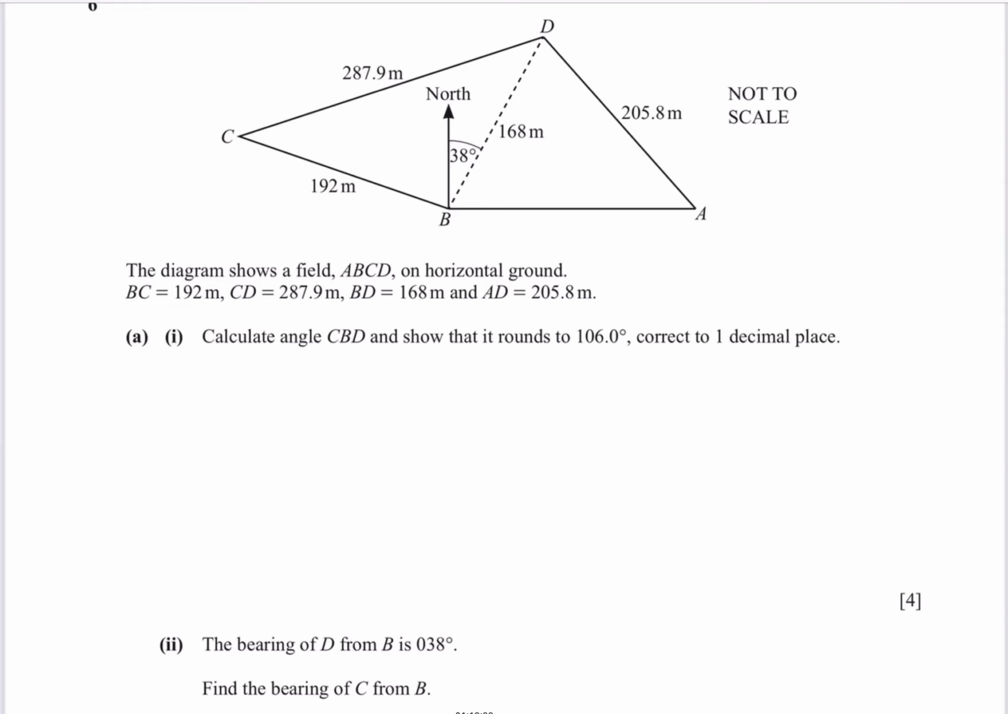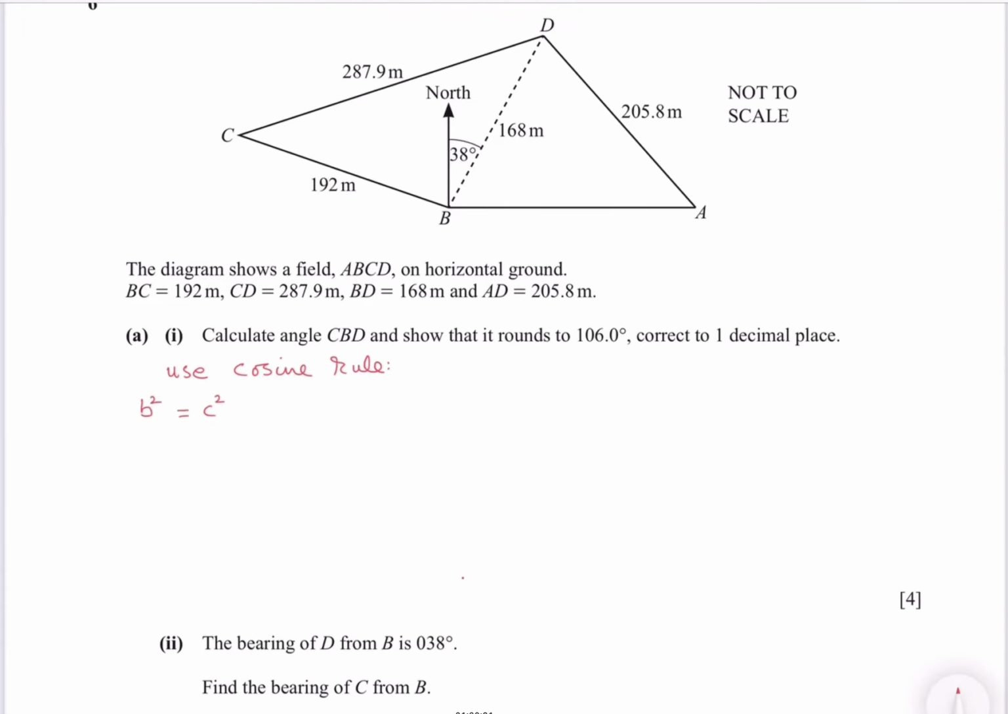Opposite to capital B is small b, opposite to capital C is small c. Opposite to capital D is 192 meters, and this 192 meters BC we can write as small d. I'm going to use small letters. So b squared equals c squared plus d squared minus 2cd cos of angle B. Write down the values in them.